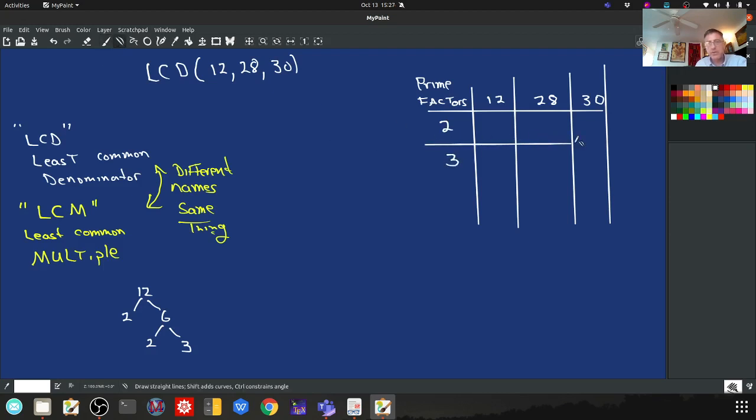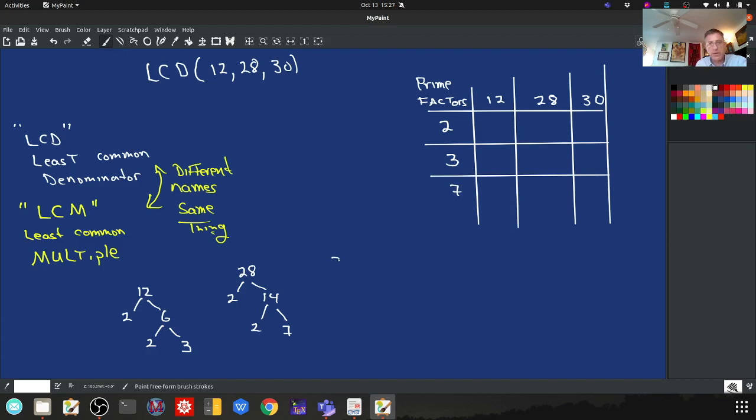So remember, this is just like our other table. All I care about at the moment is the prime factors. But I have to do this for each one of them. 28. 28 divided by 2 is 14. And 14 divided by 2 is 7. So I get another prime factor of 7. So I add that to my list.